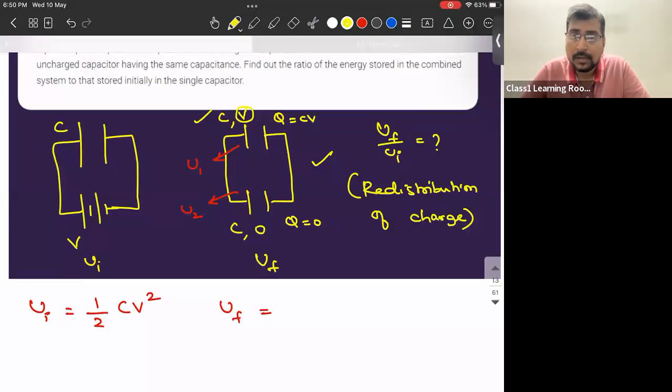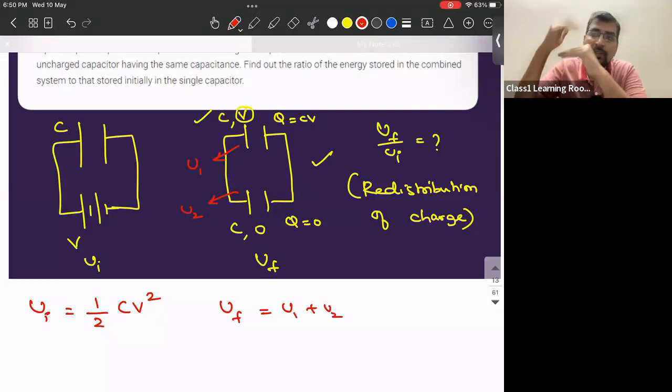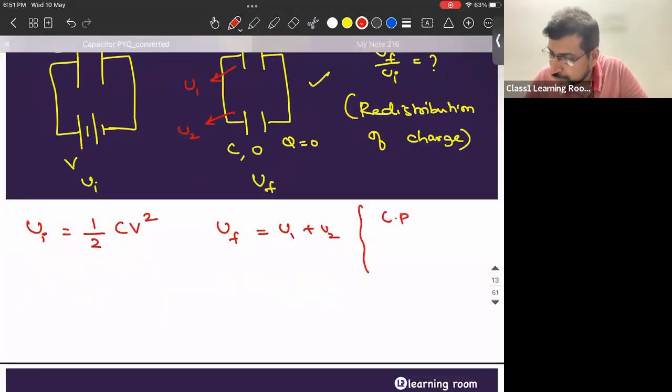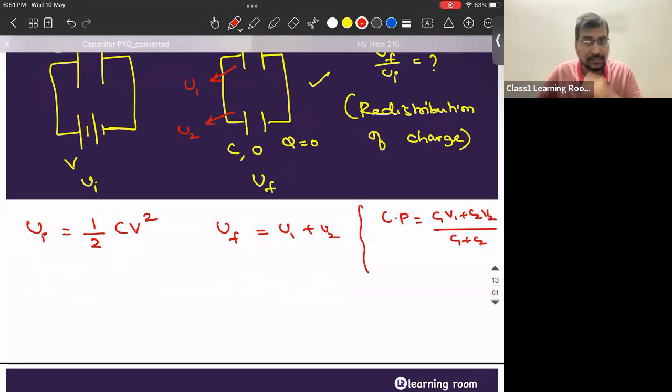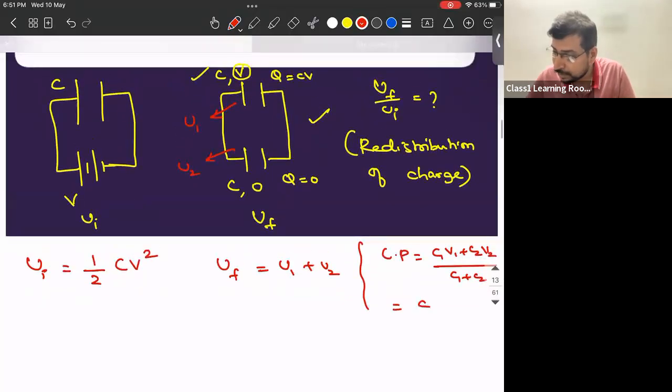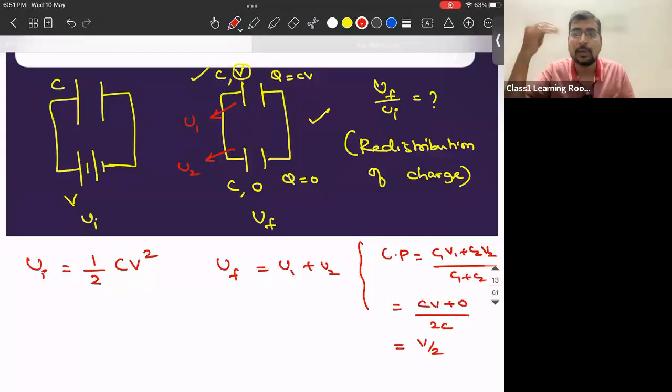Okay. So if you observe, for me to calculate, U final is going to be equal to U1 plus U2. Now the question is, when will the redistribution of charge stop? When the common potential is attained, and we know the expression for common potential. So common potential is given as C1 V1 plus C2 V2, the whole divided by C1 plus C2. What is C1 V1? C1 V1 is CV. What is C2 V2? It is 0, divided by C1 plus C2, which is 2C. So if you observe, the common potential obviously is going to be V by 2.